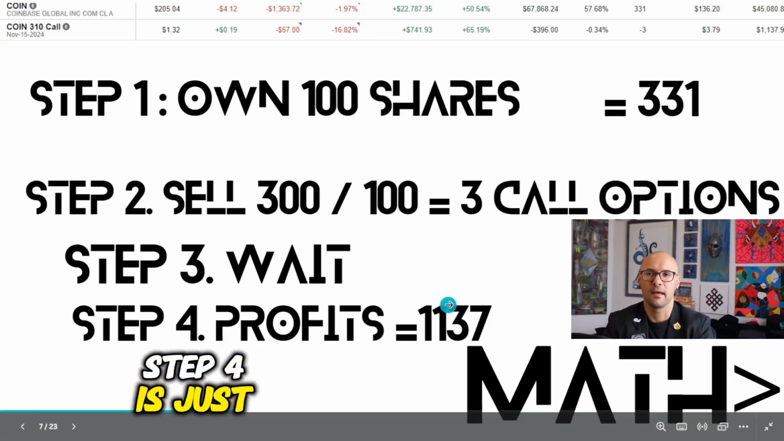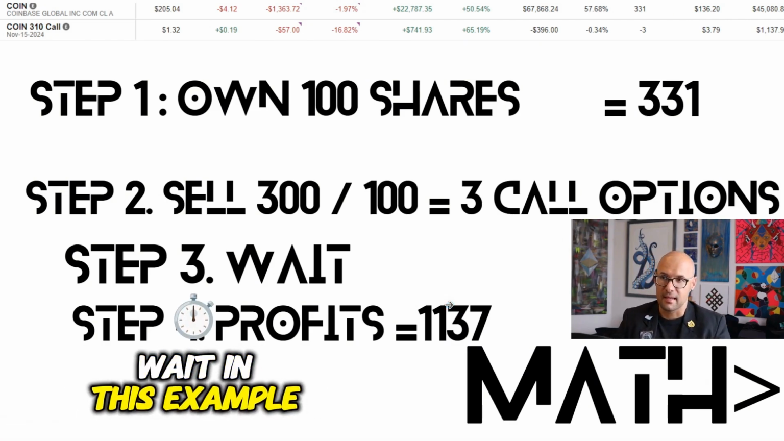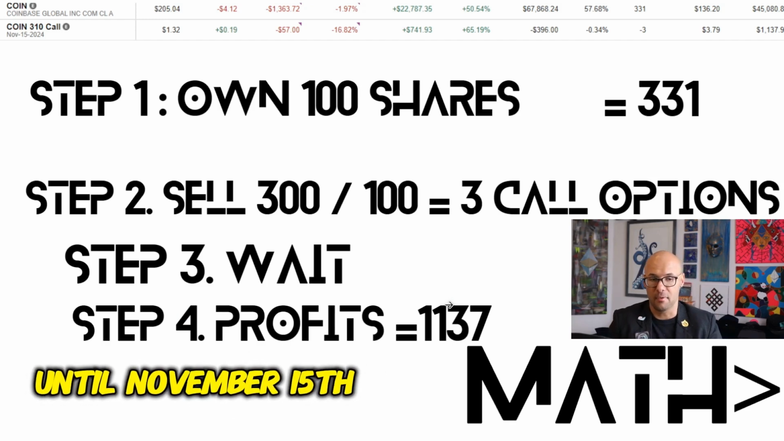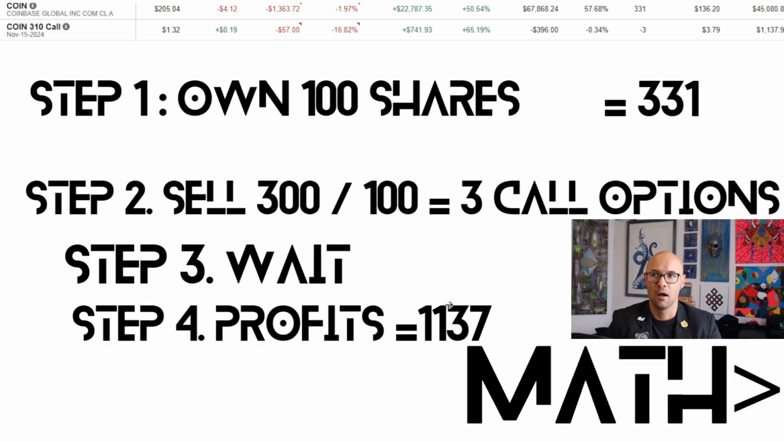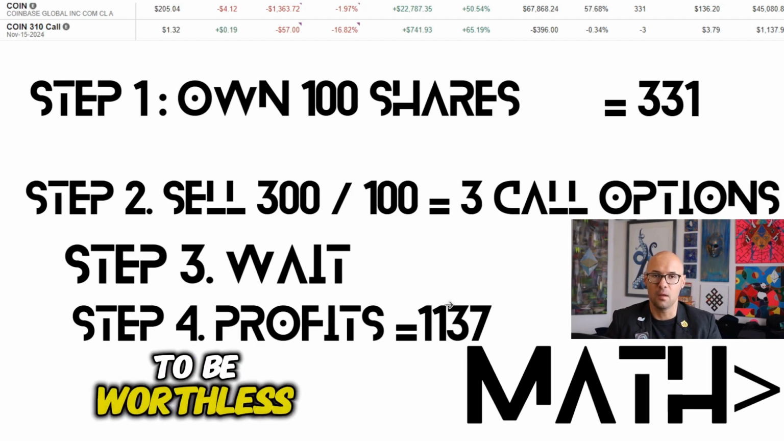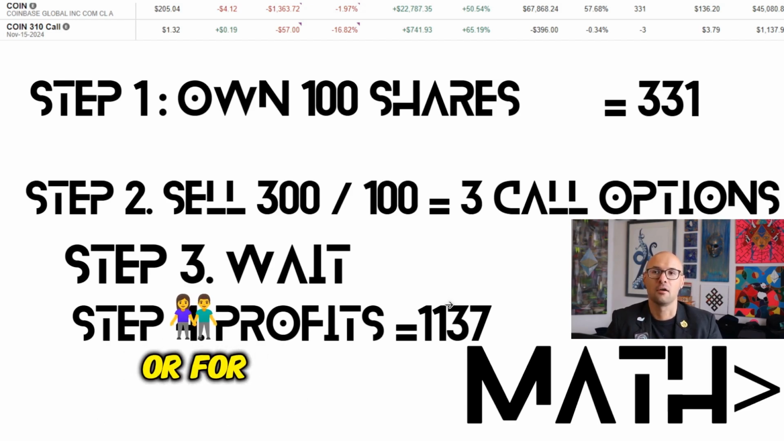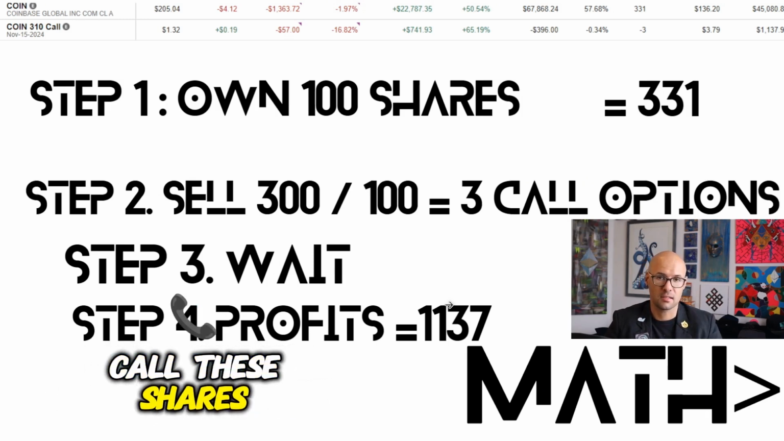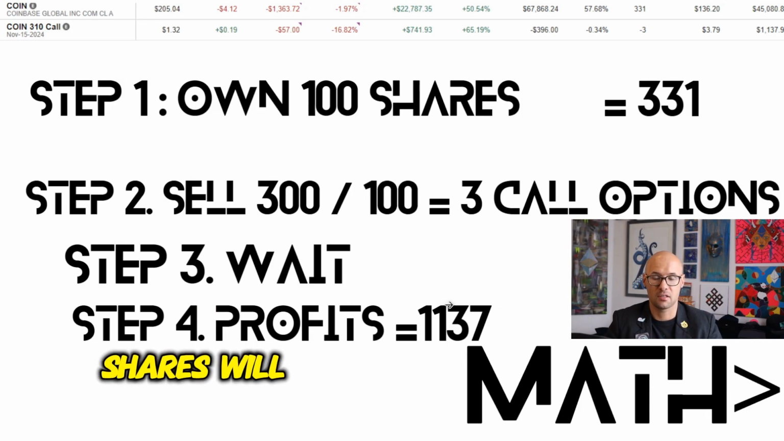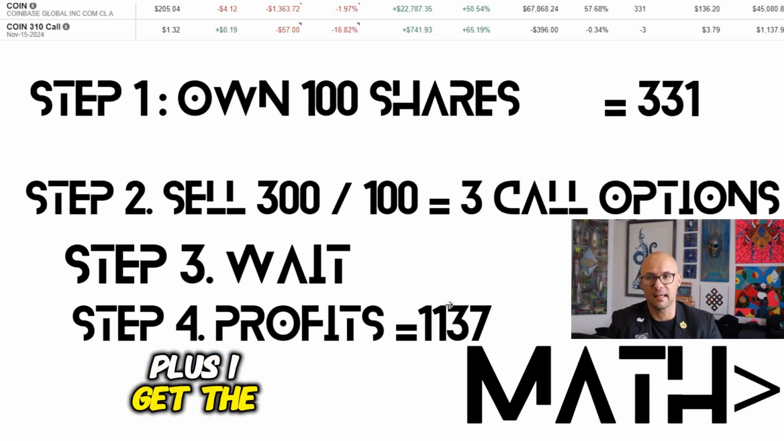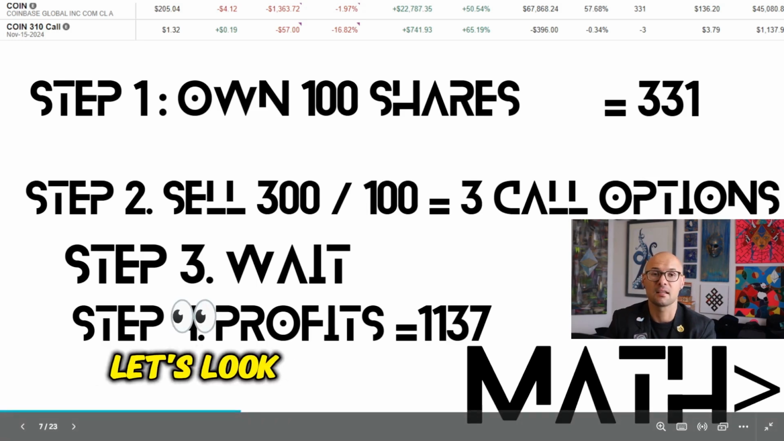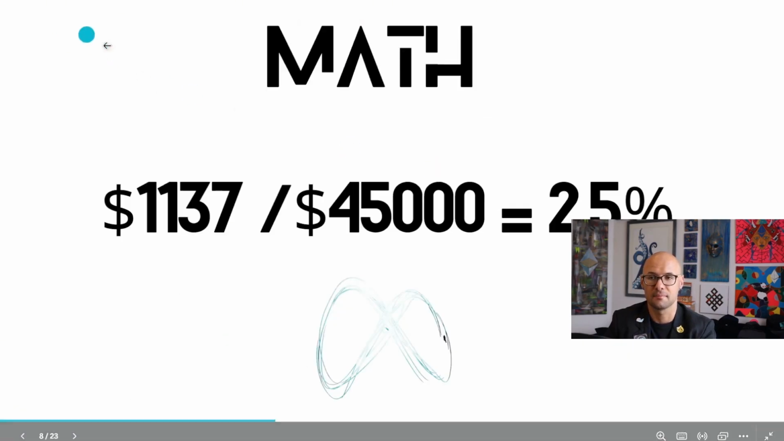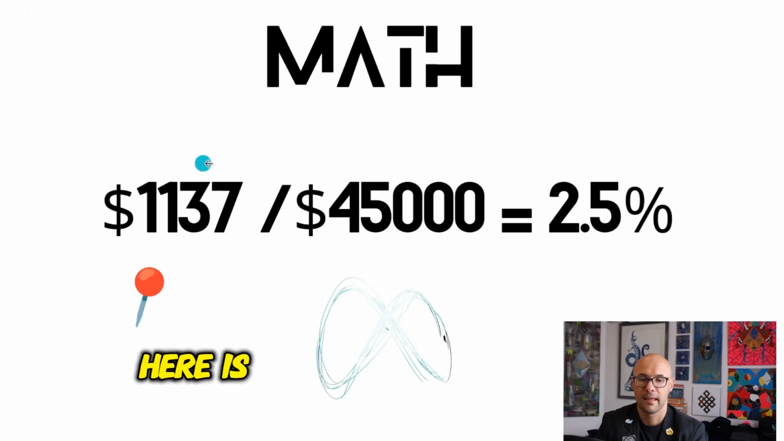Step 4 is just wait. In this example, I have to wait until November 15th, about 2 more weeks, for this option contract to be worthless, or for the person who bought the contract to call these shares, at which point my shares will have appreciated a lot, plus I get the premium. Let's look at the simple math of this. Here is the math.